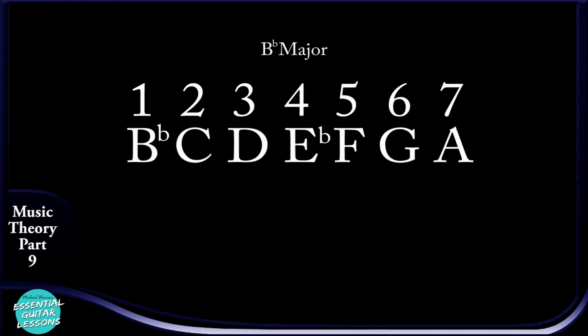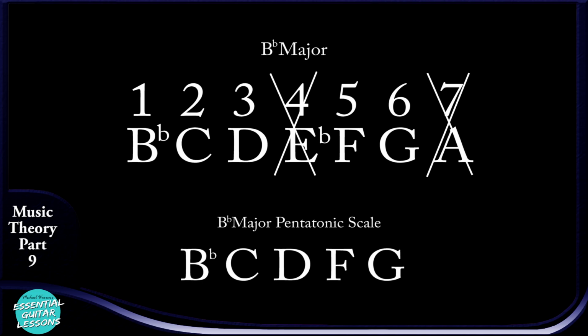Let's do one more. Let's do B flat major pentatonic scale. So again, start with your B flat major scale. So we have B flat, C, D, E flat, F, G and A. Take away the 4th and the 7th and you have the B flat, C, D, F and G. And they're the notes to the B flat major pentatonic scale.